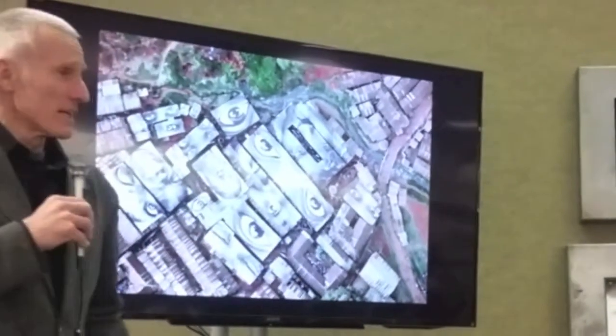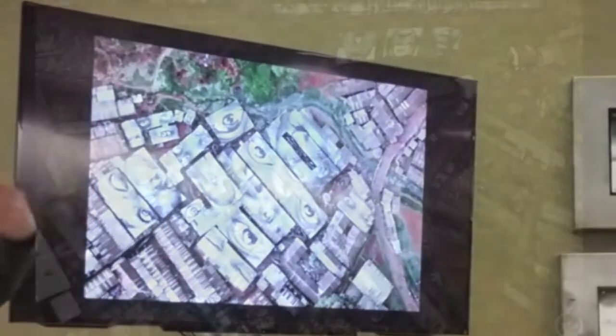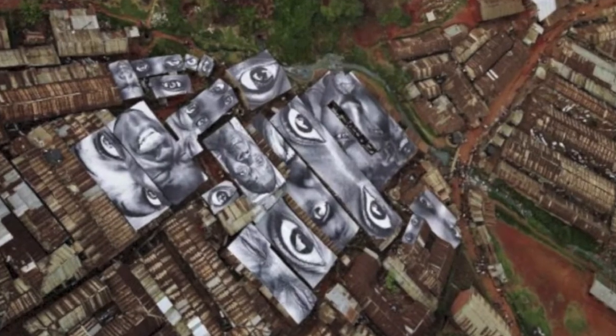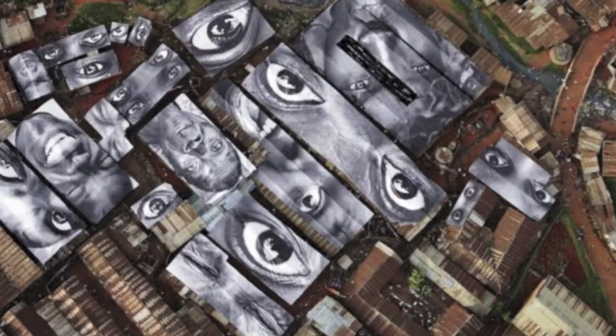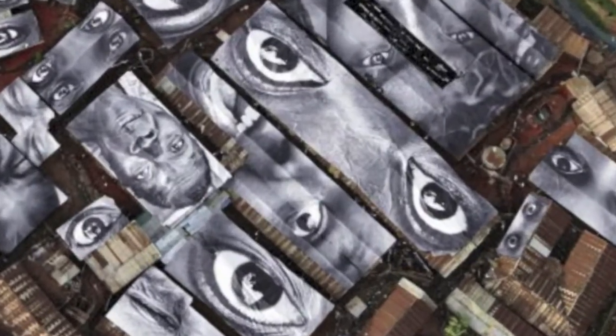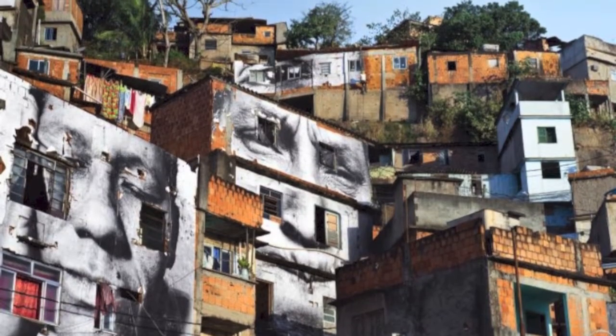That's one of his projects, I think, somewhere in South America. These are rooftops, so it's kind of hard to see. All of his work focuses on people, faces, eyes, things that make us universal. So it's not necessarily about the individual identity of any of these people. It's more a reflection of humanity.